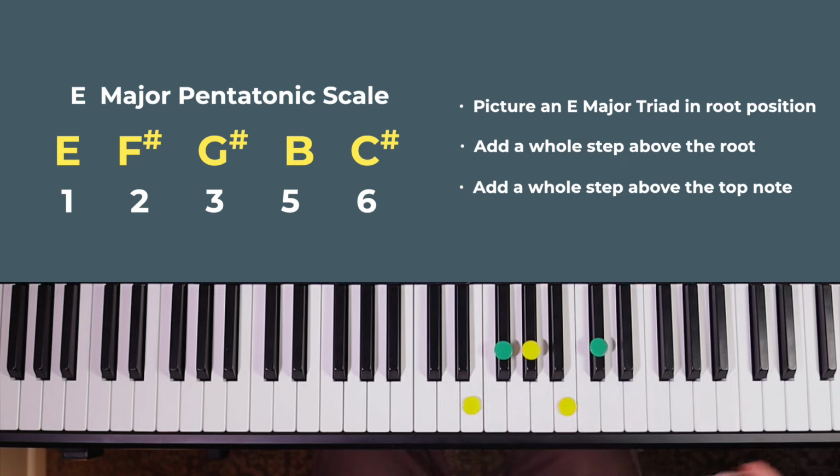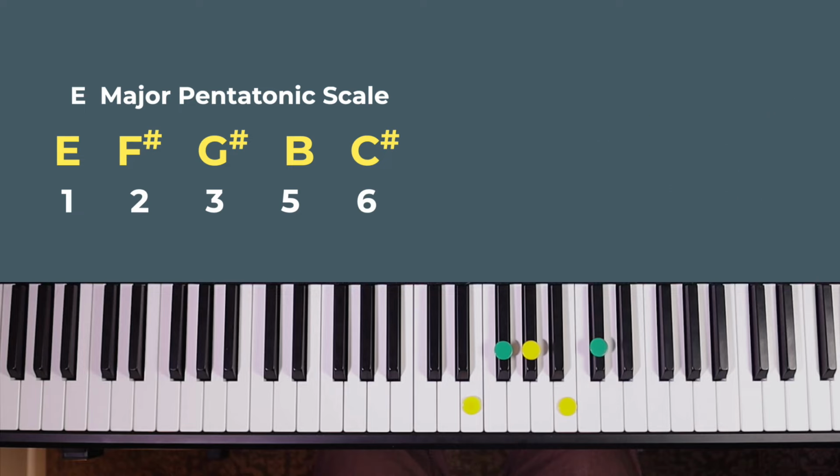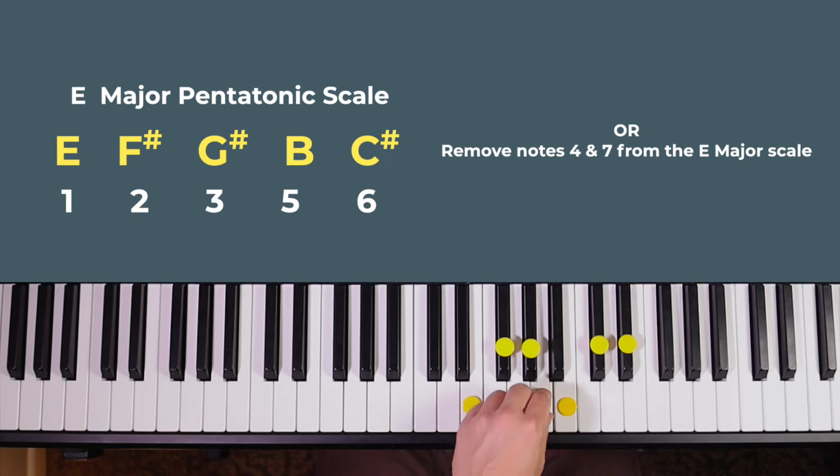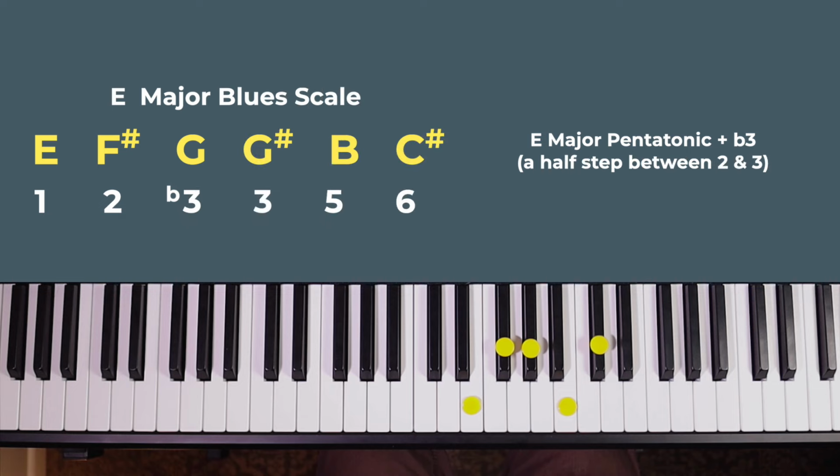Of course, we've kept the spacing of the notes the same, so it sounds the same, just a bit higher up. Or you can picture the E major scale, and just like we did before, take away the 4th note and take away the 7th note. To turn that into the E major blues scale, you're going to find the note in between the second and the third. That's here.